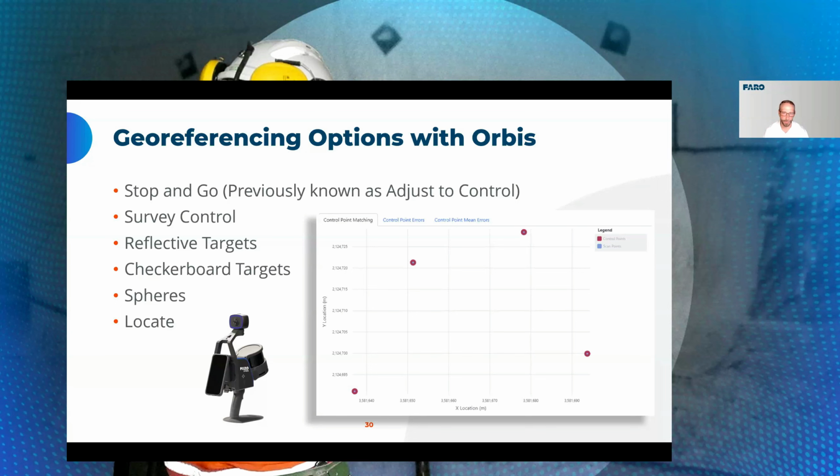And then the graphic to the right just shows you an example of 4 control points, and the blue is the individual spots where we stop with our Orbis scanner.